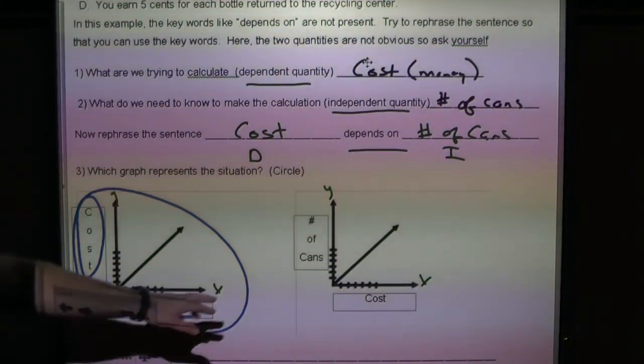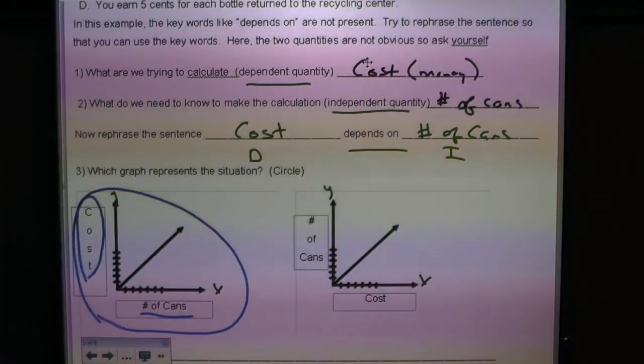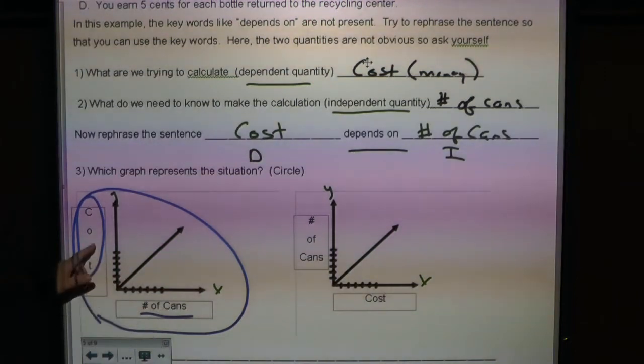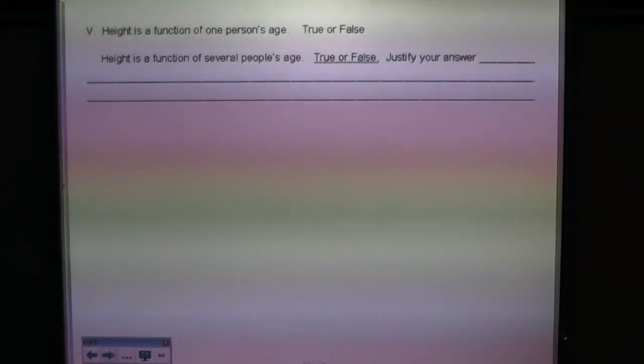This one is backwards. This is one of the most missed questions on your next test. So be able to identify where the independent and dependent variable goes on a graph. Independent x, dependent y. Alright, and then next, height is a function of a person's age. When you look at this, is that true or false?